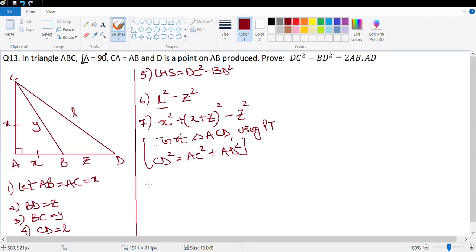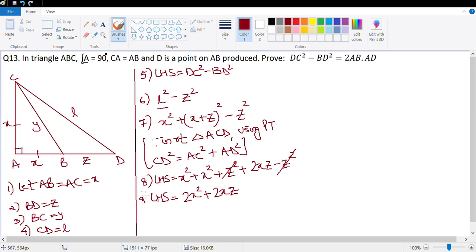This is fine. So what I have is left hand side is equal to x square plus x square plus 2 times xz minus z square. Negative z square and z square gets cancelled. So what I have here is 2x square plus 2 times xz. That's our left hand side. Let's see if we can reduce the right hand side also to the same value.